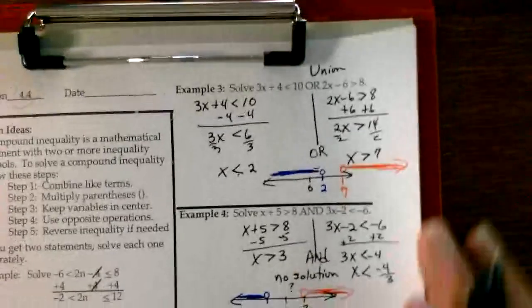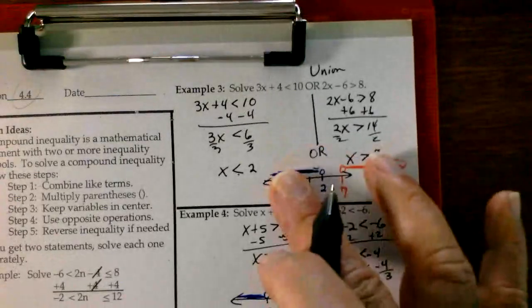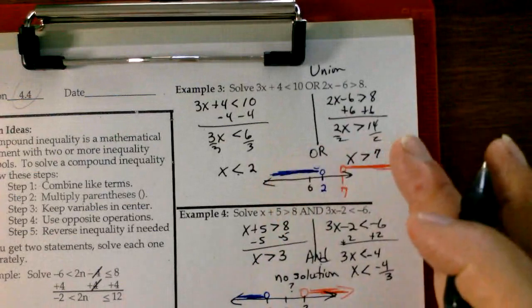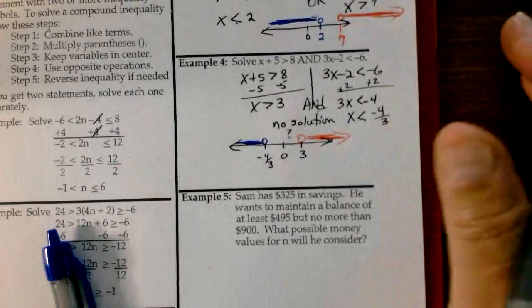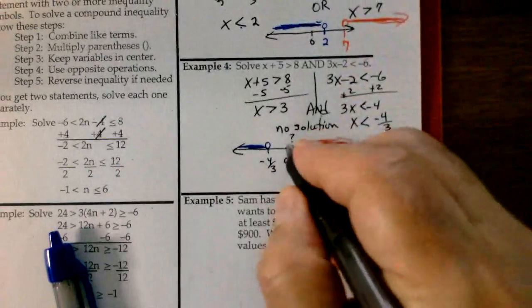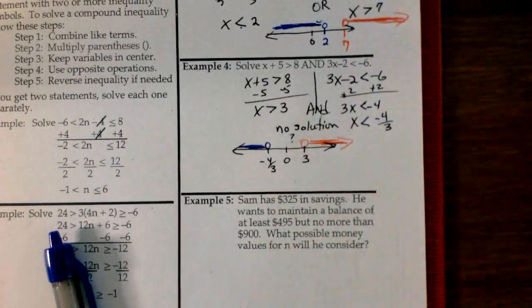Now that is different than the or. It could be here, or it could be here. The AND says it has to be in both, and that's why it has to be in the middle between those two. So this one has no solution.